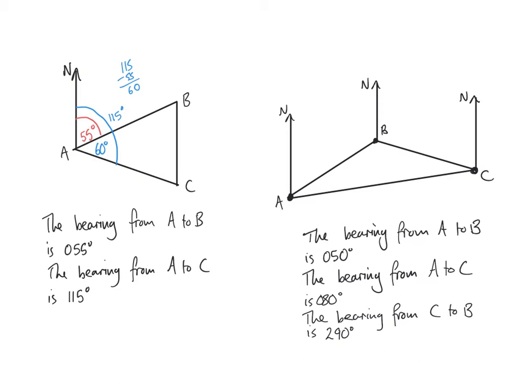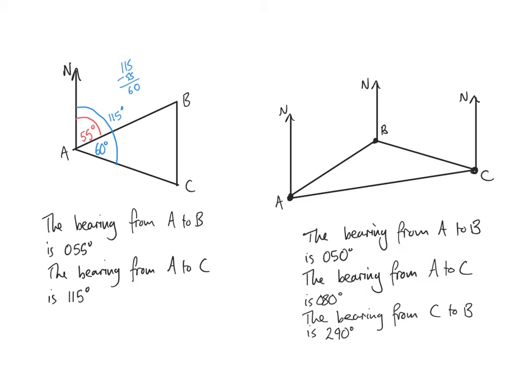So let's look over to this example over here. Again, we're given a triangle ABC, and north lines at all 3 points A, B and C, and it gives us some information about the bearings of one point to another down below. Now, again, what we're trying to do is use this for trigonometry problems, sine rule and cosine rule.